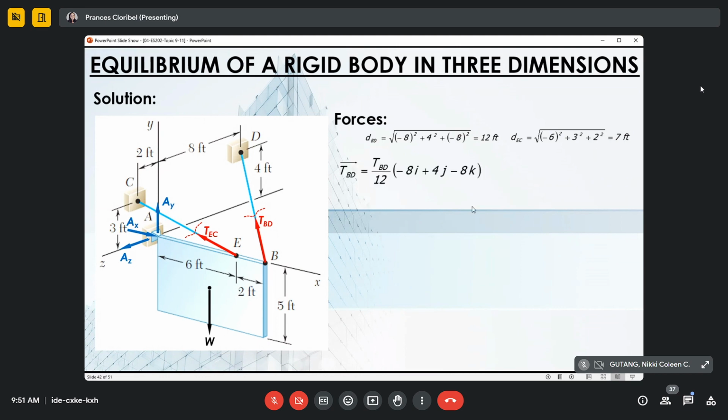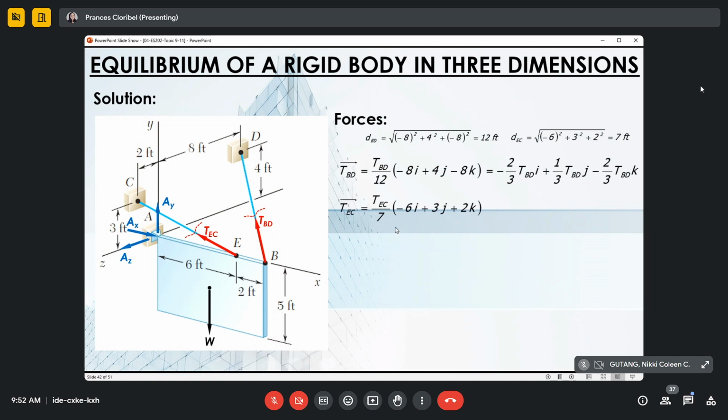Recall that in our vector form, the magnitude over the distance from this point to that point times xi plus yj plus zk. We have our values for x, y, and z. Simplify this force vector form. So we have negative 2/3 T_BD i plus 1/3 T_BD j minus 2/3 T_BD k. These are our x, y, and z components in terms of our magnitude, the tension BD.